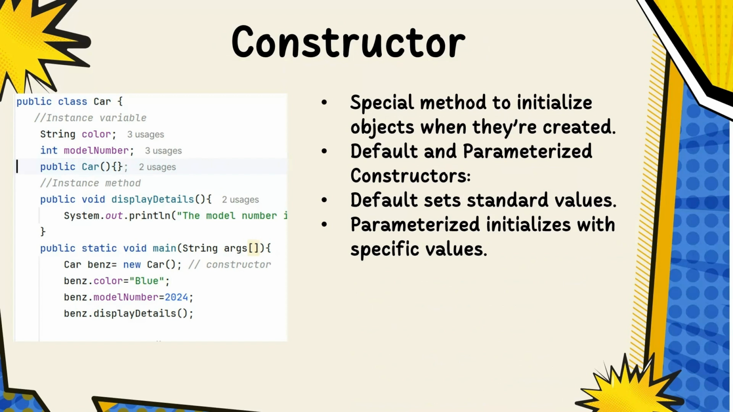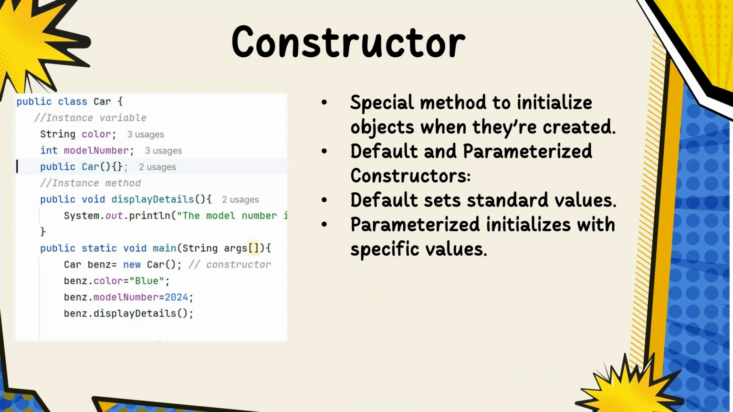There are two types of constructors. Default constructors are provided by Java even if you don't create one. They set default values for all the variables. And there is the parameterized constructor. This is the one you define to initialize objects to specific values. So that's the theory of blocks, methods, and constructors.